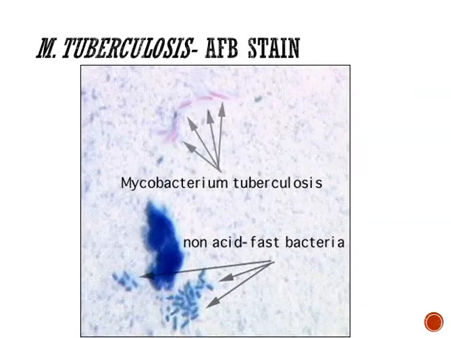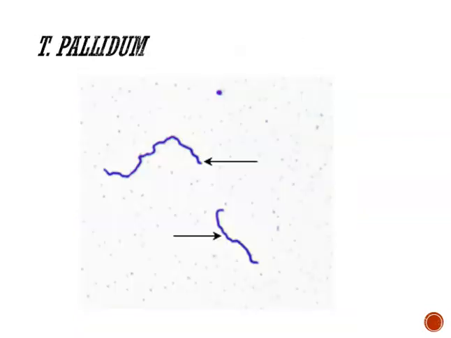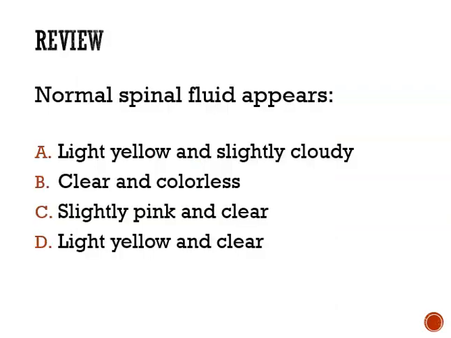Okay, and here's a picture of an acid-fast stain, Mycobacterium tuberculosis, on an AFB stain. This is what those acid-fast organisms look like. And then you can see some organisms here that are non-acid fast. Here's a picture of Treponema pallidum, those little squiggly organisms. Okay, and we'll go through a quick review here. Normal spinal fluid should be clear and colorless.